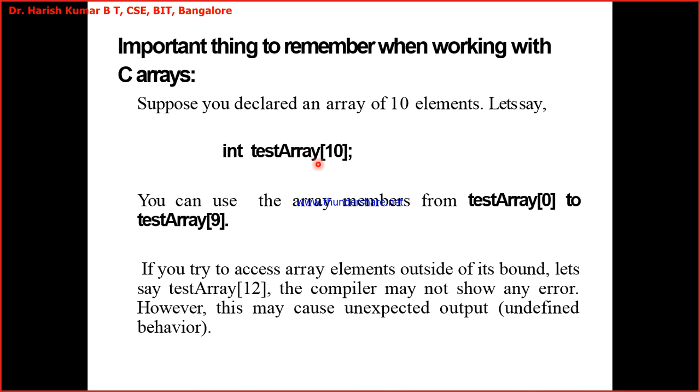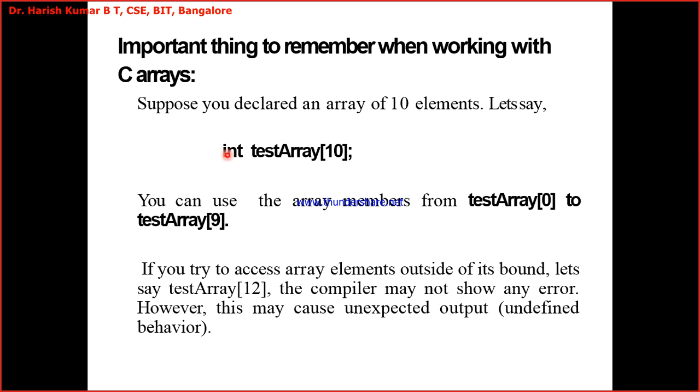Next, an important thing to remember when working with C arrays. Suppose you declare an array of 10 elements, let's say int test array of 10. You can use the array members from test array of 0 to 9, because you have the elements stored from 0 to 9. If you try to use test array of 10, it is not valid, or test array of 11, test array of 12. All these are outside the boundary of this array.